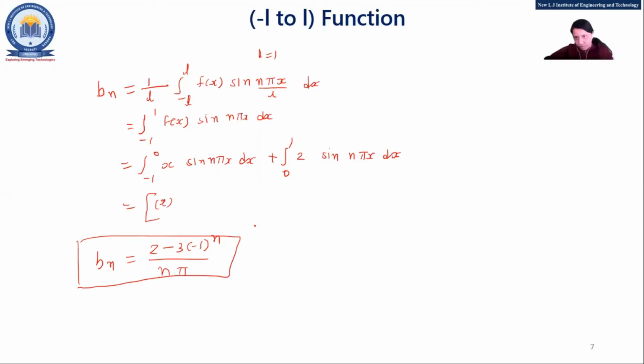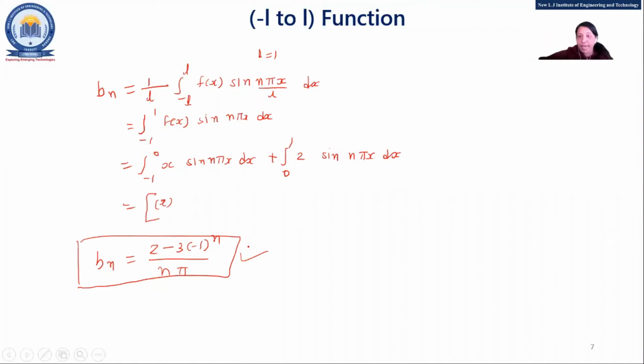So just calculate it. Whoever has not yet calculated, just cross check, right? And if any doubt, you can ask in any lecture. Fine. Mostly all are giving this answer only in the chat box, so it is a correct one. Bn equal to 2 minus.